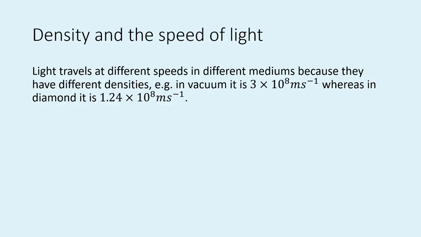And here we've got a couple of examples. So 3 times 10 to the 8 meters per second for a vacuum, whereas diamond, which is more dense, is only 1.24 times 10 to the 8 meters per second.